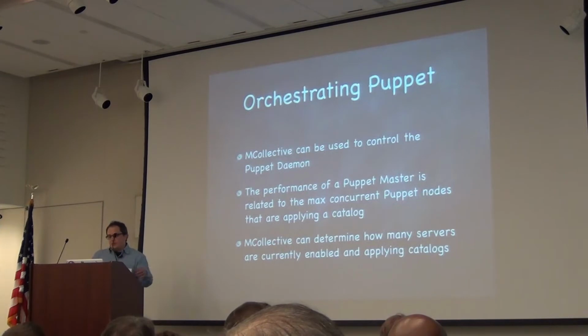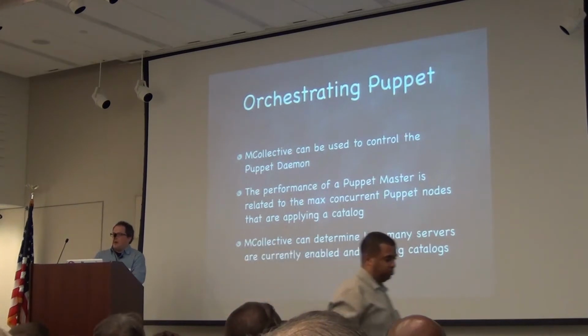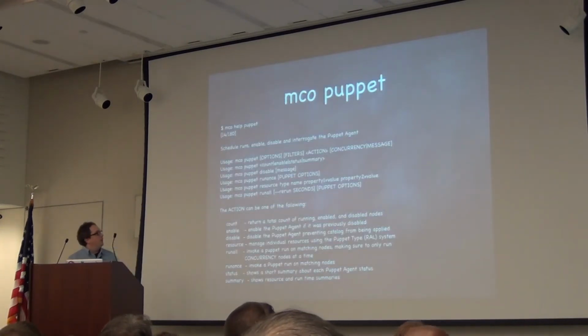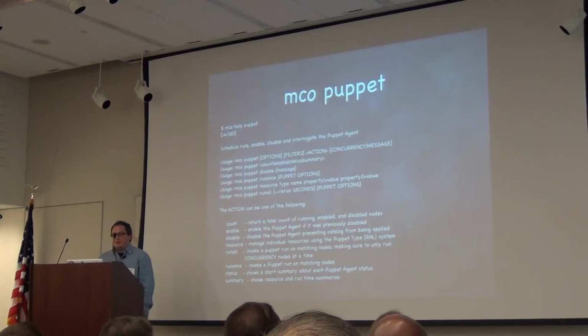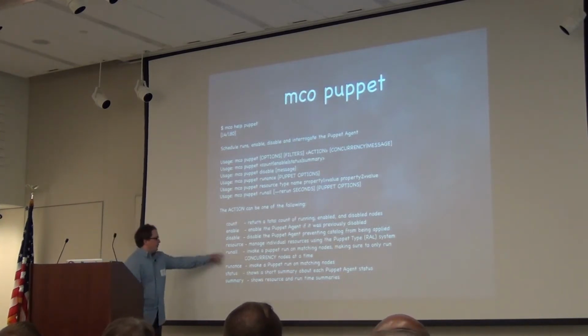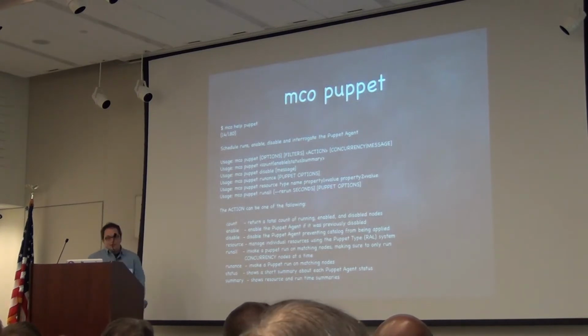And it can determine how many servers are currently enabled and applying your catalogs, which I'll show later. There are commands that you can use to see how many servers are actually communicating currently with the master. It'll report back if the nodes are applying catalogs. It has a lot of information. And here's the MCO Puppet command. So you use MCO help, and then the Puppet command. This is truncated because there's a lot of information, but this is a basic example of what the MCO Puppet command can do. You can do a lot of really awesome things. You can enable and disable your nodes, you can run them, you can run them all, and all these different actions here too. You can get a status in your environment. I'm going to show a lot of this coming up, so I'm going to move through this one rather fast.